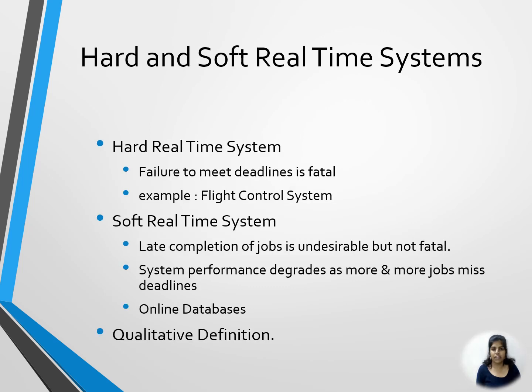Hard and soft real-time systems. In a hard real-time system, failure to meet deadlines is fatal. An example is a flight control system. In a soft real-time system, late completion of jobs is undesirable but not fatal. System performance degrades as more and more jobs miss deadlines. An example is online databases.